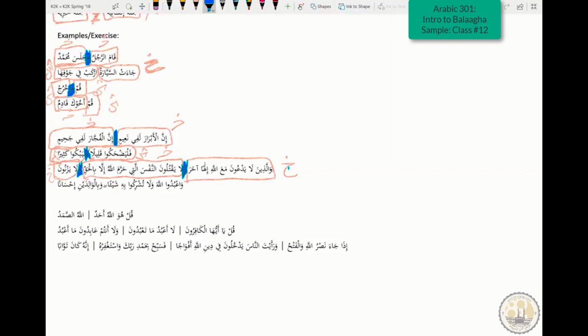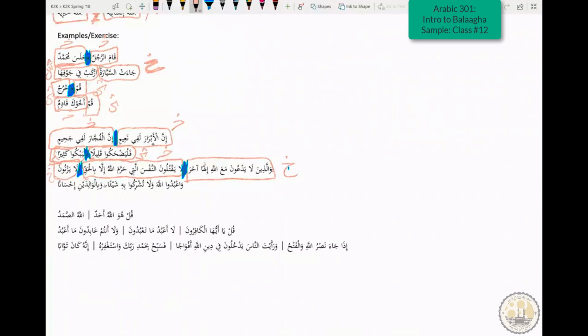Another example here, وَاعْبُدُوا اللَّهَ وَلَا تُشْرِكُوا بِهِ شَيْئًا وَبِالْوَالِدَيْنِ إِحْسَانًا. In Surah An-Nisa. Allah Azza wa Jalla says, وَاعْبُدُوا اللَّهَ, and worship Allah, وَلَا تُشْرِكُوا بِهِ شَيْئًا, do not associate anything, do not worship anything besides Him. وَبِالْوَالِدَيْنِ إِحْسَانًا, and be good to your parents, meaning ihsan, perfection towards your parents.